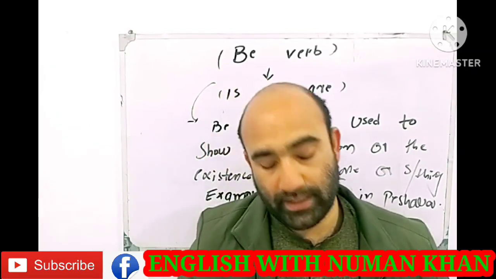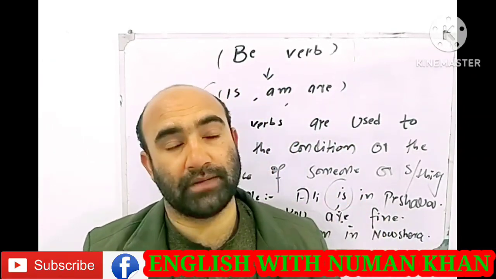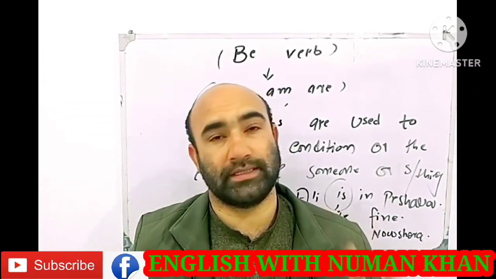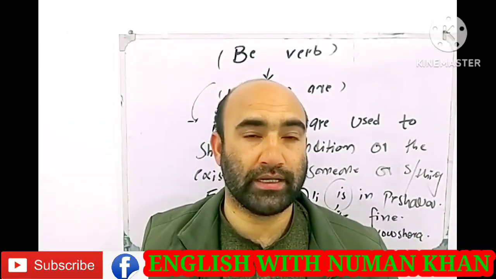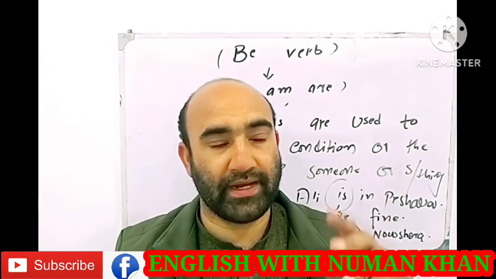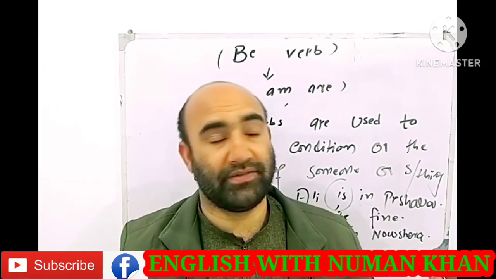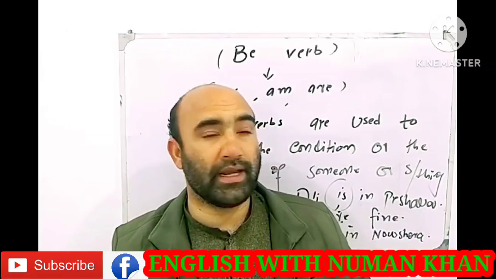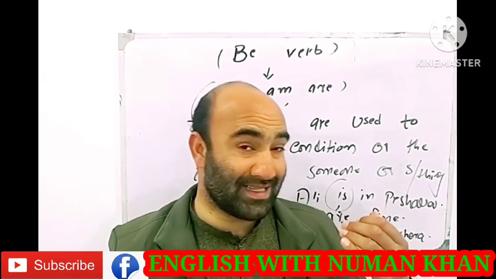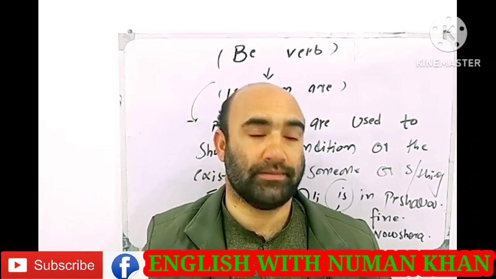You should also take some sample examples and practice these be verbs. And again, I would like to say, be verbs are used to show the existence or the condition of someone or something. Be verbs are used in two cases. Whenever there is a main verb in the sentence, it helps the main verb, and if there is no main verb, it plays the role of the main verb there. In this condition, it shows the existence or the condition of someone or something.